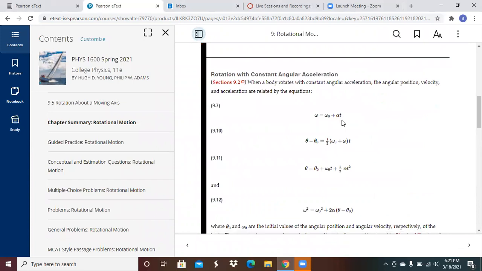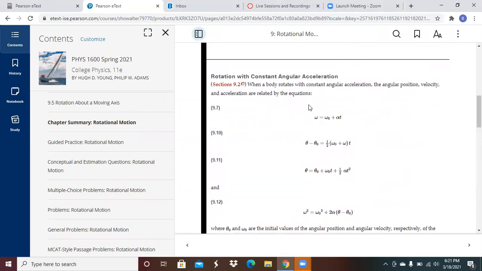All right, so moving on, section 2. When a body rotates with constant angular acceleration, then the angular position, velocity, and acceleration are related by these equations. You may notice how similar they look to the kinematic equations that we have for linear motion. And they are indeed quite similar. We're replacing velocity with angular velocity, replacing the linear acceleration with the angular acceleration, and replacing the position with theta. So you should notice a lot of parallels there.